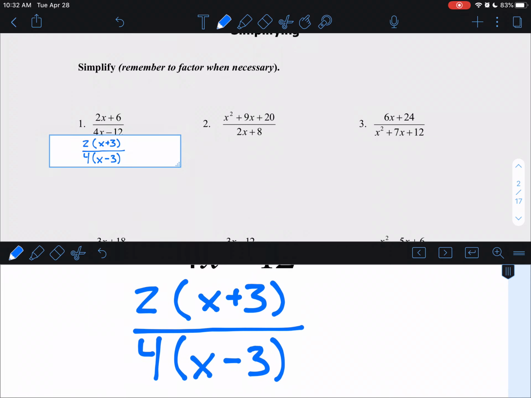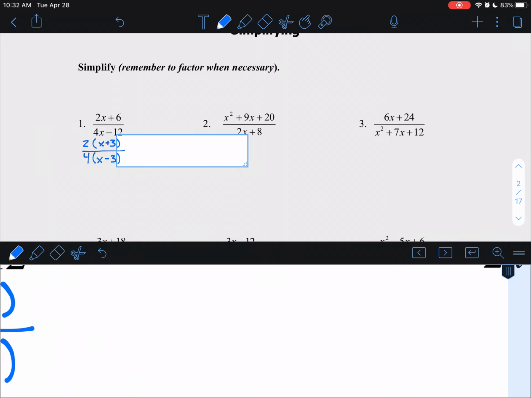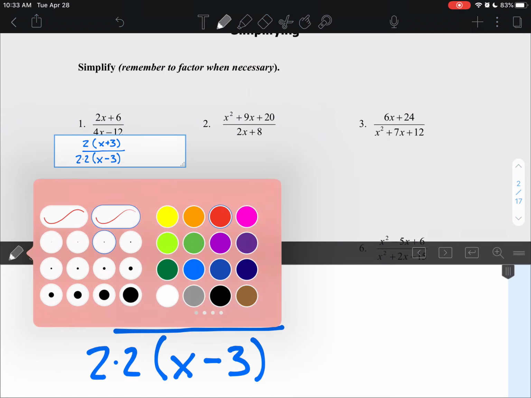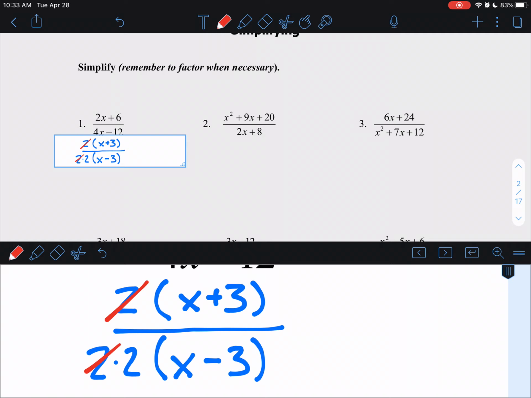But I have x plus 3, x minus 3. I can't cancel those out because they're not the same thing. But I have 2 and 4, and between 2 and 4, the GCF is going to be 2, which means, well, actually, I'm going to take this 4 and rewrite it as 2 times 2. And then I can cancel some things out because then the 2 in the numerator and 2 in the denominator cancel out. Nothing else cancels out.